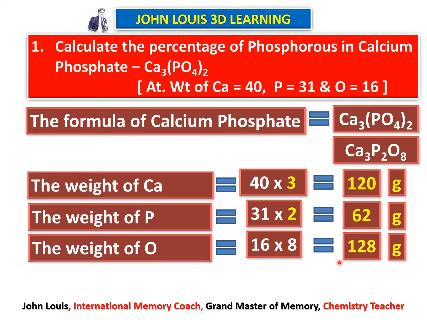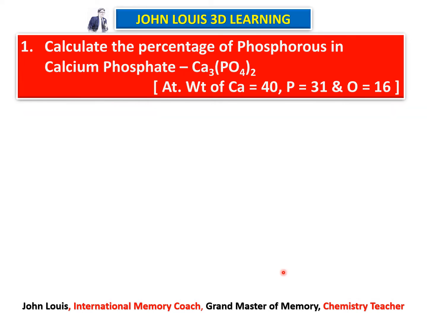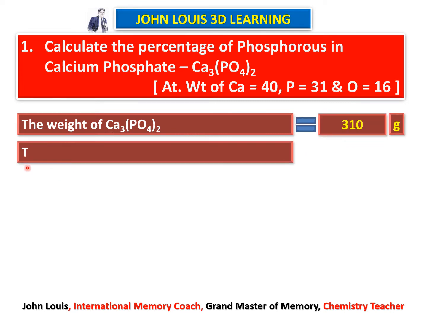So if you sum up all these things, you will get the molecular weight of calcium phosphate in the very first place. So what is the weight? 310 grams. This is the molecular weight of calcium phosphate. But what we need to find out is the percentage of phosphorus in this compound. Now after finding the molecular weight, what are we supposed to do? The molecular weight of calcium phosphate is equal to 310 grams.